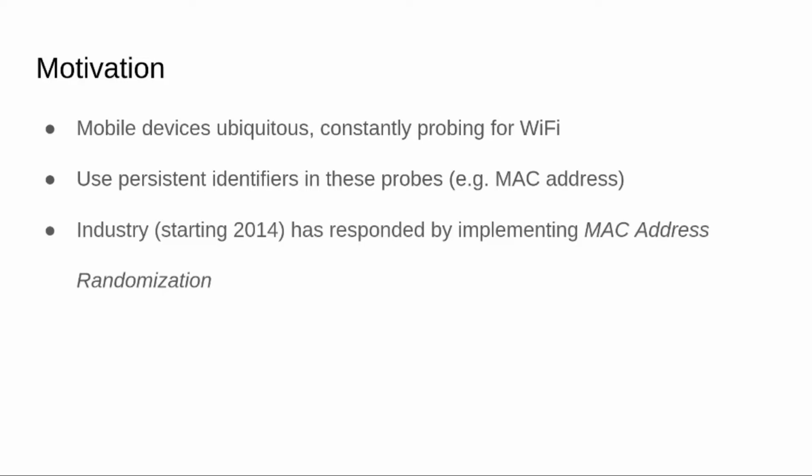And so industry has responded by implementing a technology called MAC address randomization, where when devices go to send probe requests, which are constant, they don't use their hardware address, and instead they use a random address. So no one can tell which probe request belongs to which device, and they can't track anybody around.